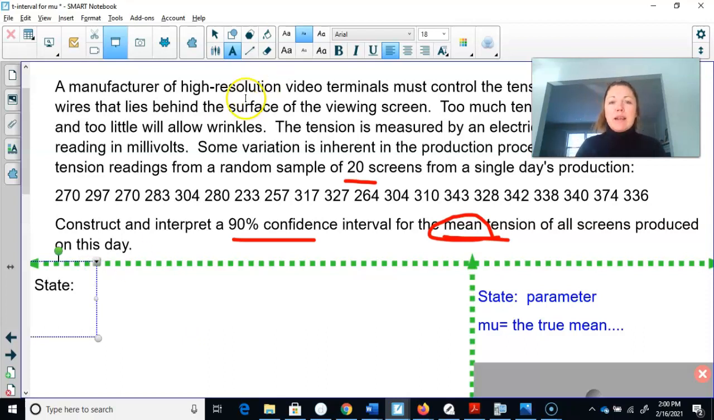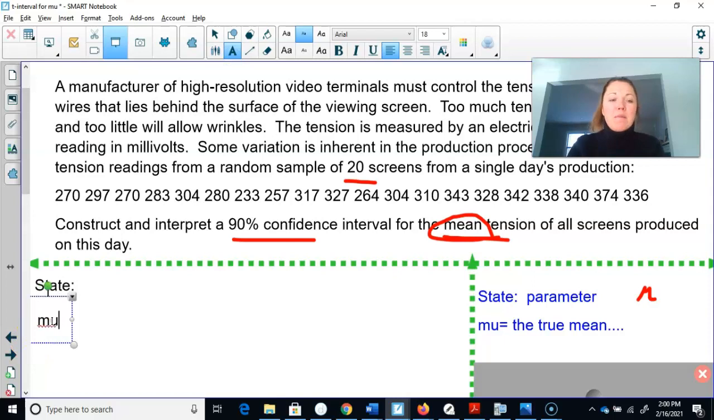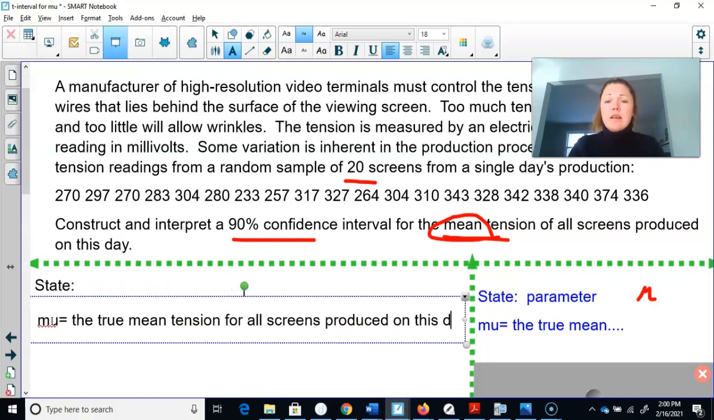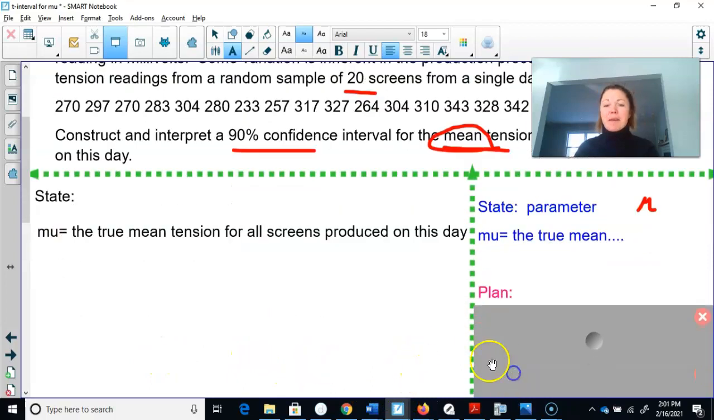So that is mu. That is a Greek symbol. It looks like this, kind of funny, like a U/M or cursive M. You can just write out mu as well. Mu is equal to the true mean tension for all screens produced on this day. If you're getting nervous about the context, like, oh, I'm not very good with context, use the problem to help you. I literally just copied this right here. State is done.